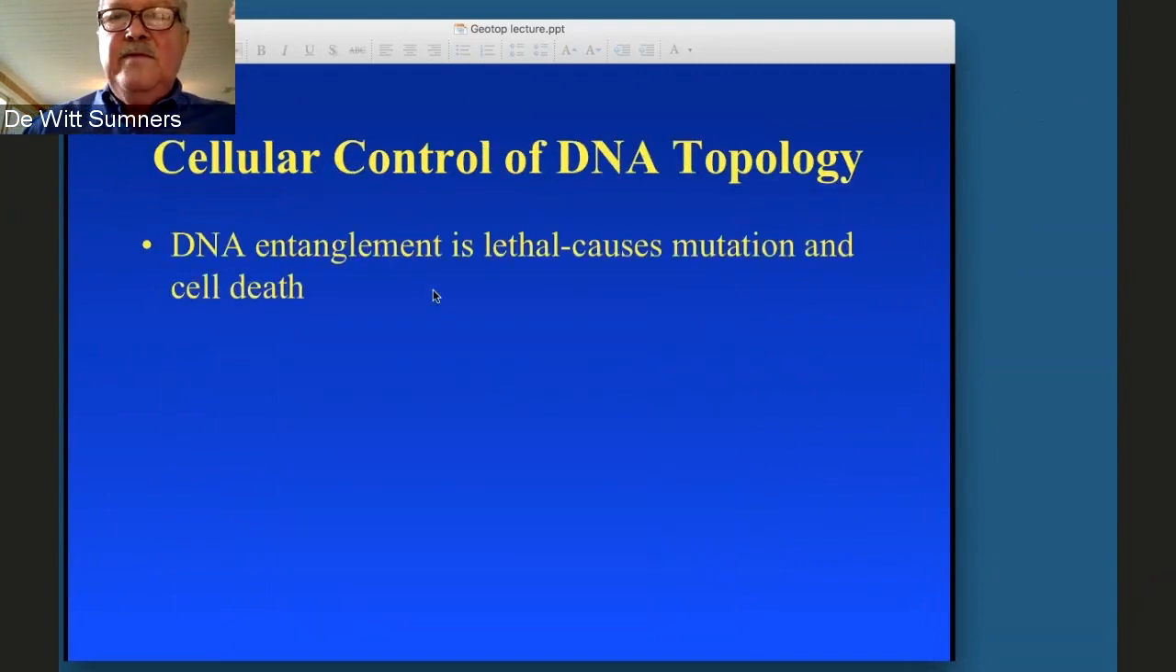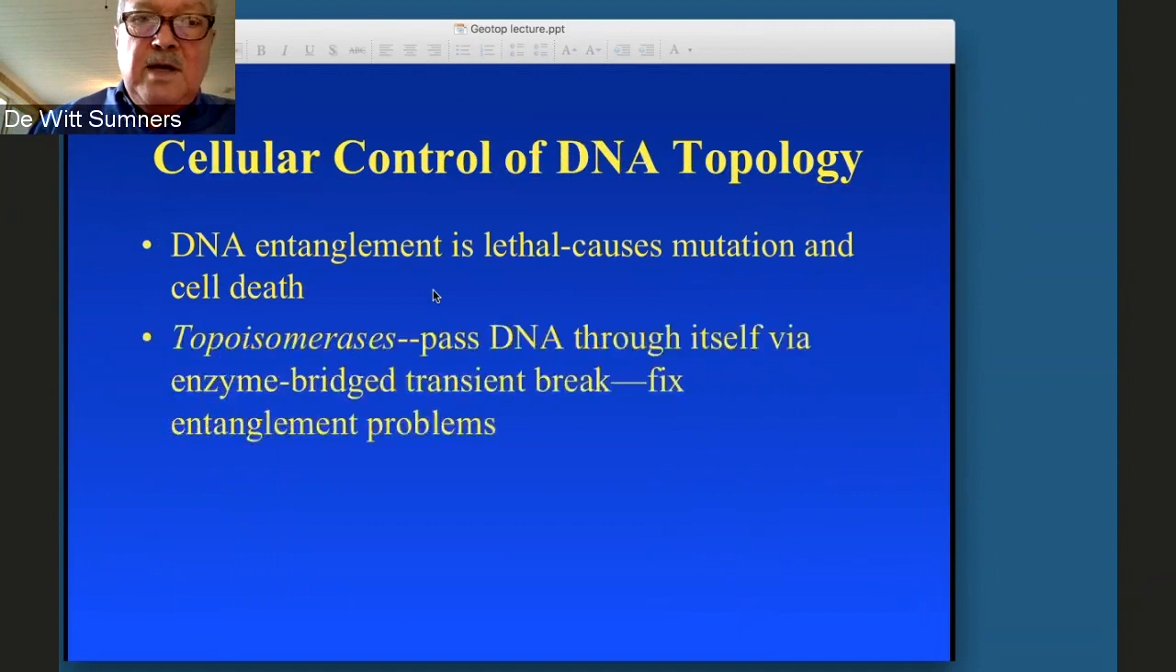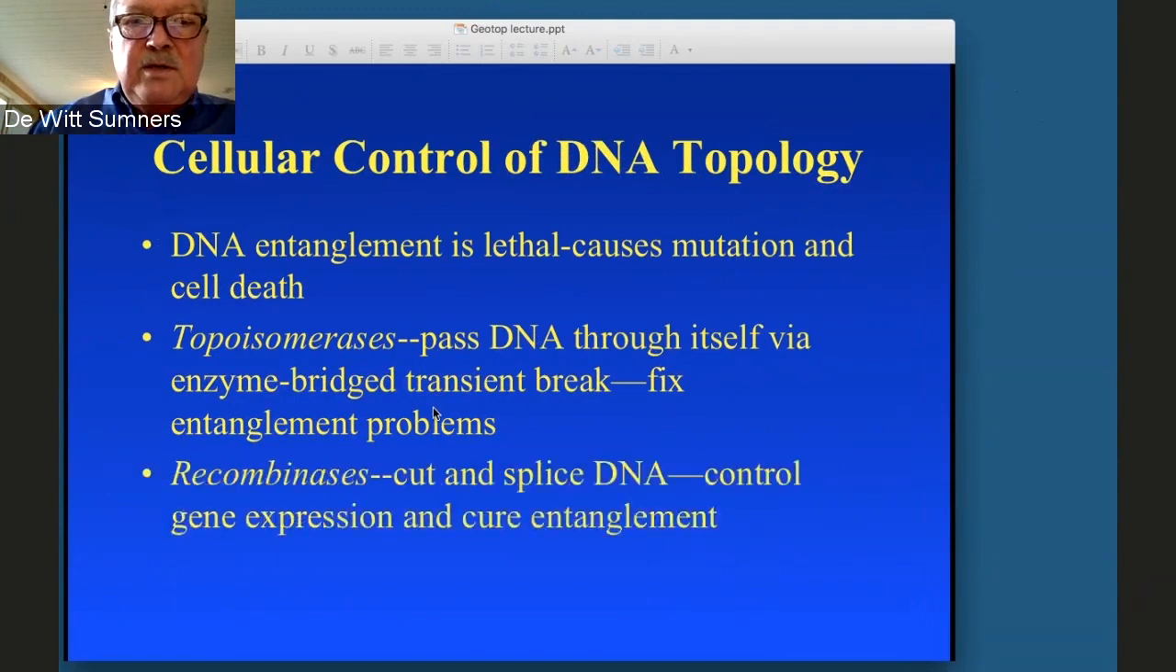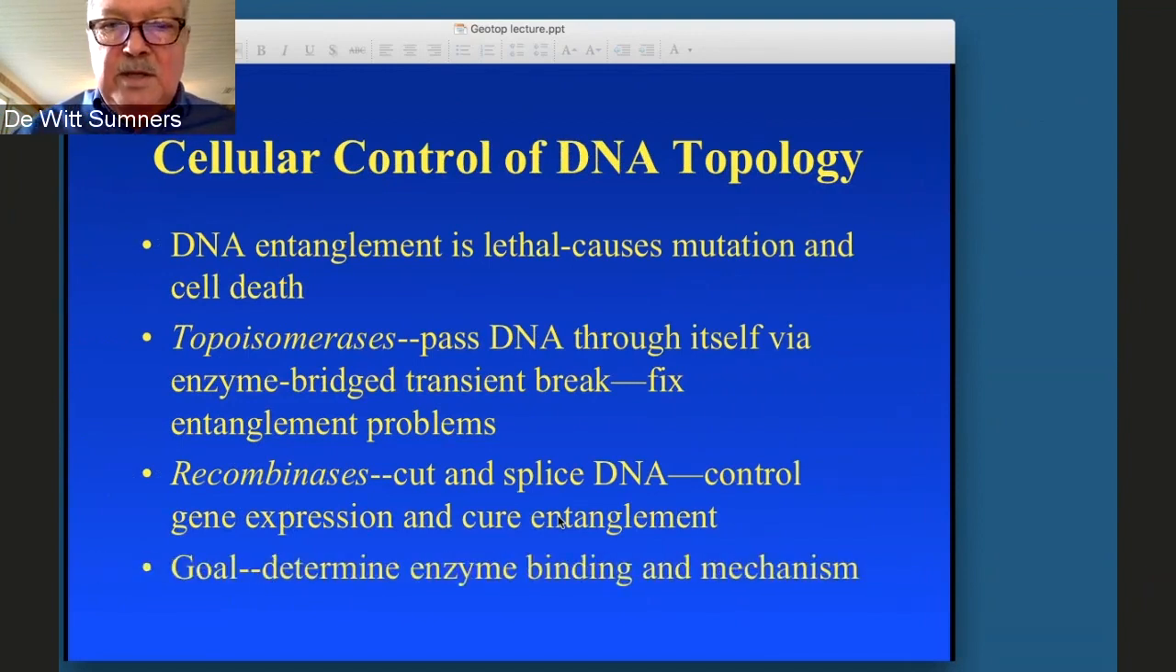So cellular control of DNA topology is extremely important. DNA entanglement is lethal. It causes mutation and cell death. Topoisomerases, as I said, pass DNA through itself via an enzyme-bridged transient break, and this is used most of the time to fix these entanglement problems. And recombination, which cuts and splices DNA, controls gene expression, and it also can be used to cure entanglement problems. So there are a number of things the cell can do to solve the problems that are generated when the cell has to make proteins and replicate. So the goal, again, is to determine enzyme binding and mechanism.